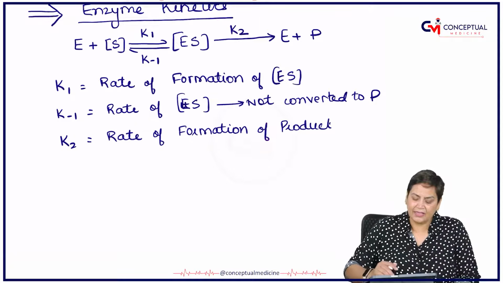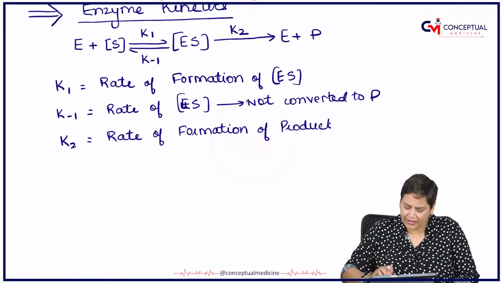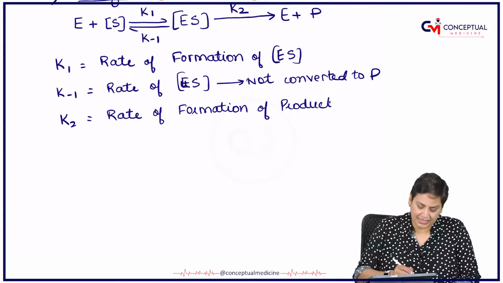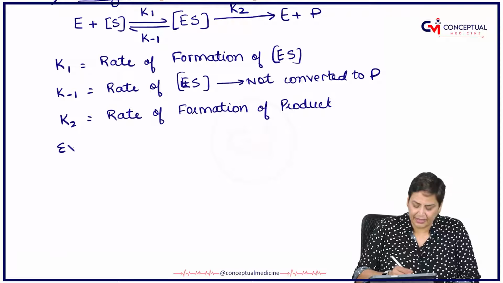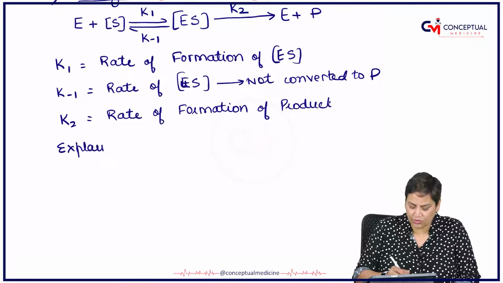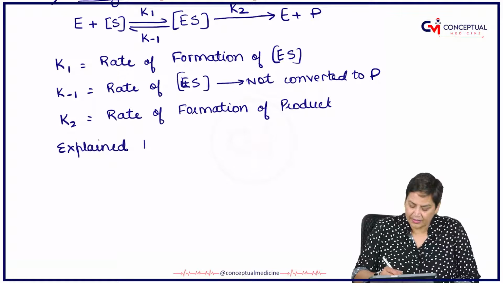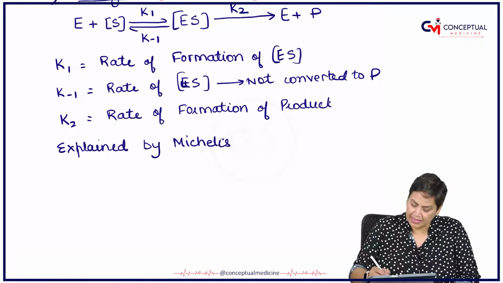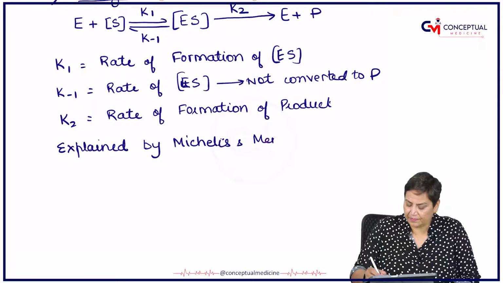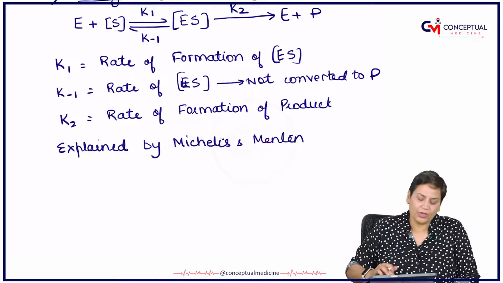Right. And this kinetics was very well explained by two scientists, Michaelis and Menten. They were the two scientists who gave the concept of enzyme kinetics. Michaelis and Menten. And what equation did they give?